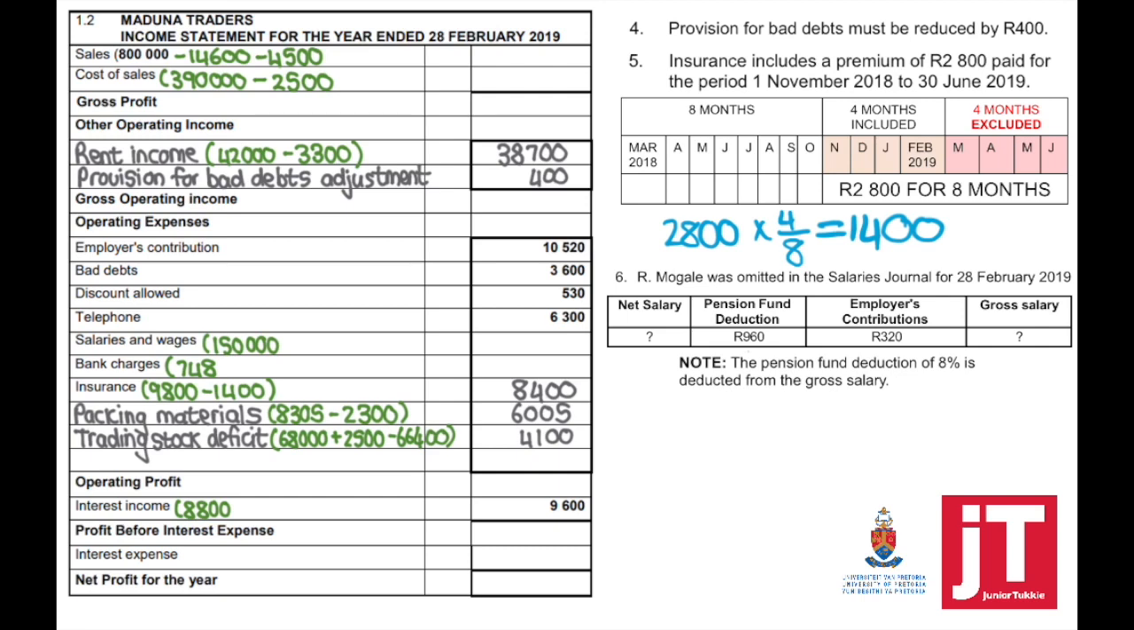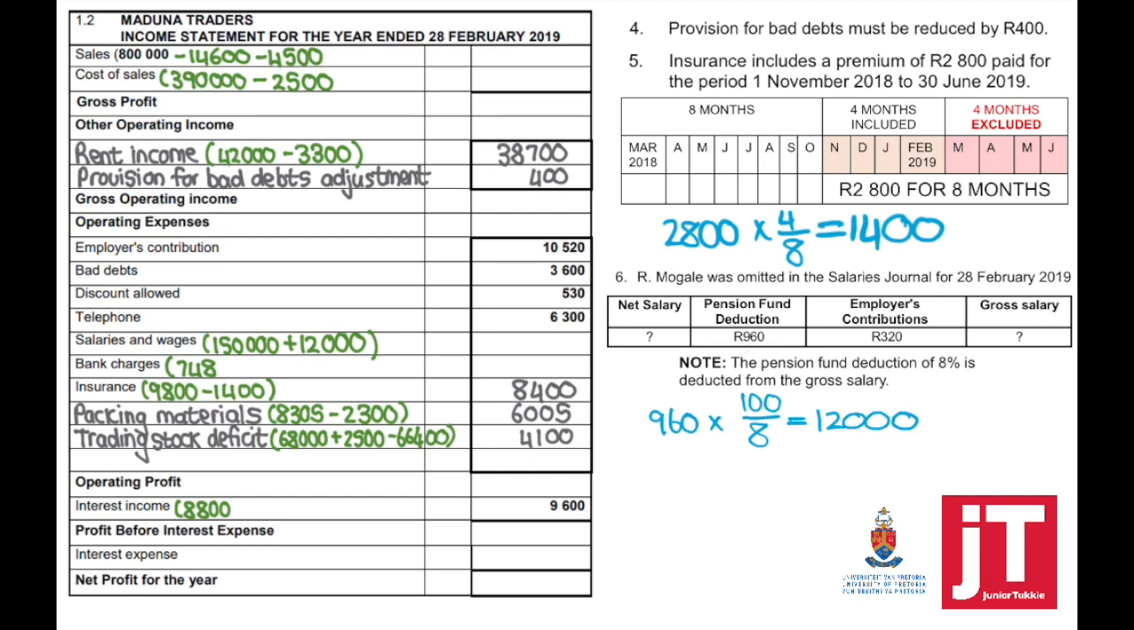So if I want to find out the gross salary, to get the pension fund amount of 960, you would have taken the gross salary times 8%. Now they provided us with that figure. It means we need to work backwards. To find out the gross, we're going to take the deduction times 100 divided by 8. 12,000 must be added to the salaries and wages.